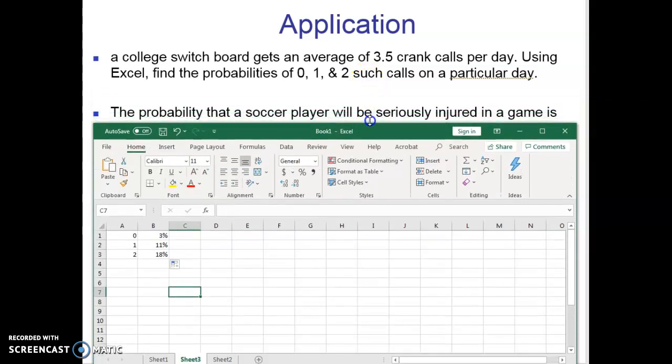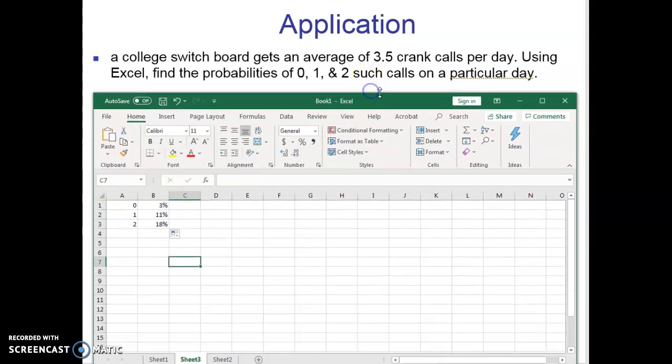Once you have that, you can then answer questions. Like, for example, what is the probability that they're going to get 0 prank calls? Well, 3%. What is the probability they're going to get 1 prank call? 11%. What's the probability they're going to get 2 prank calls? 18%. Easy enough. Let's go on to the next one.